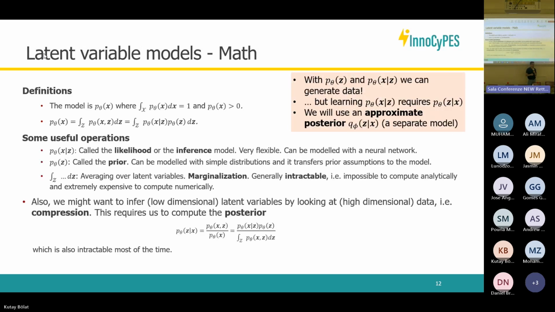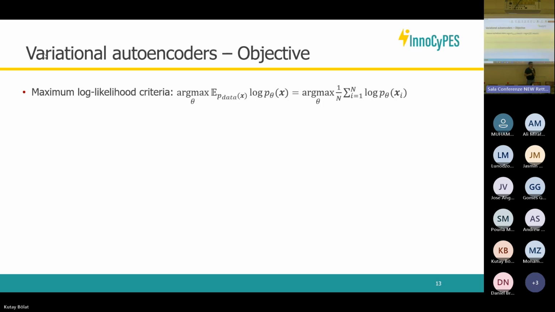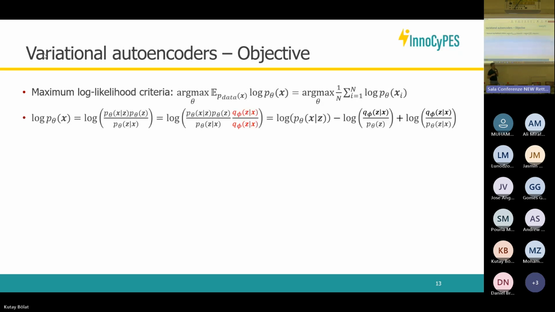Yes, that's the mathematical definition for these models. And so, as I told, we want to maximize the log likelihood, but we don't have this p(x). What should I do? That's one of the best, I think, derivations in the machine learning community.